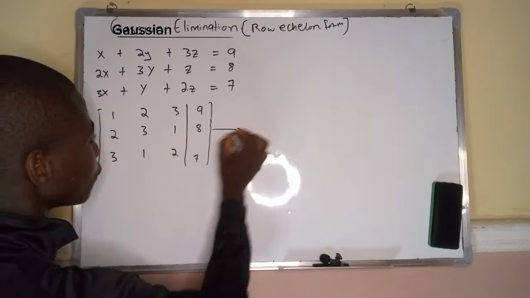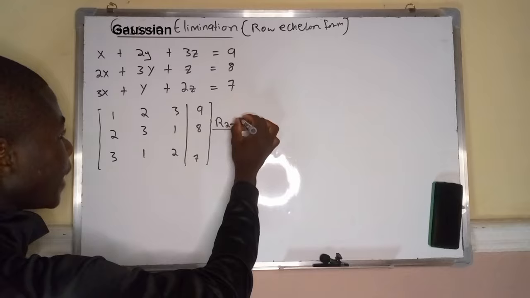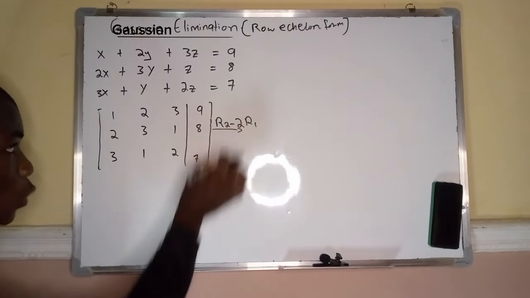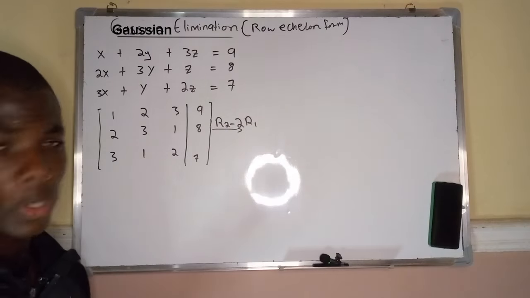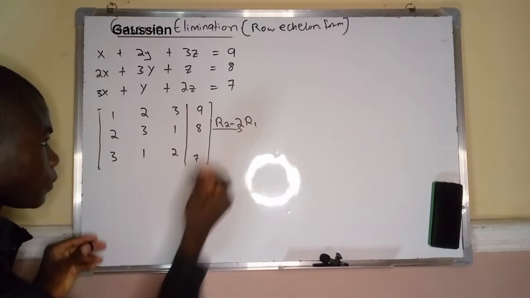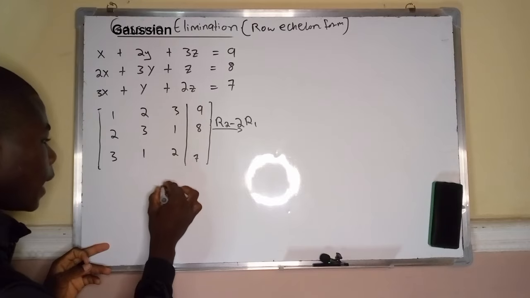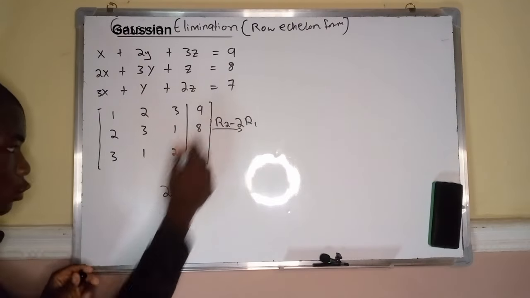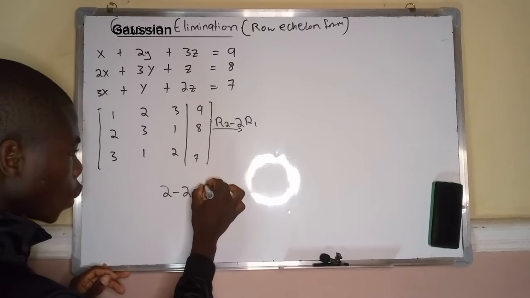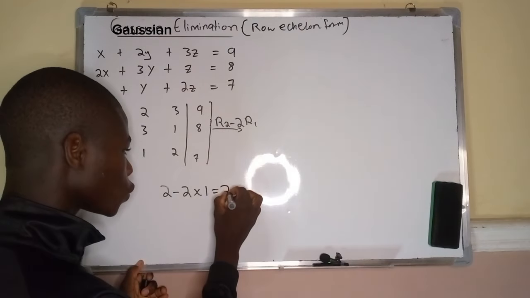Let me say that from row 2, I will say row 2 minus 2 multiplied by row 1. The reason why I say row 2 minus 2 multiplied by row 1 is that I have to make this 2 to be 0. From the first row I have 1, and row 2 has 2. If I say 2 multiplied by 1, I am having 2. So I will say 2 minus 2, which is 0.